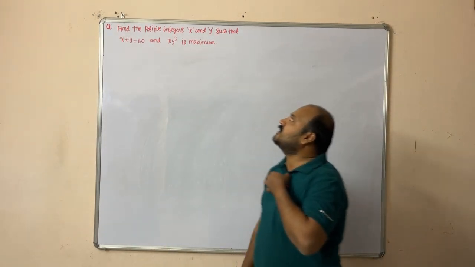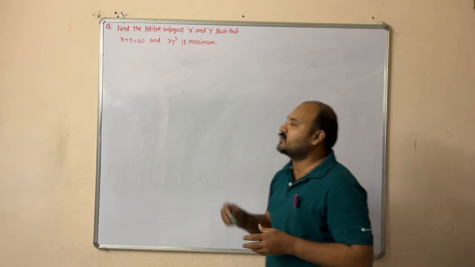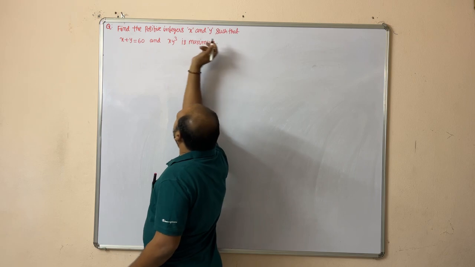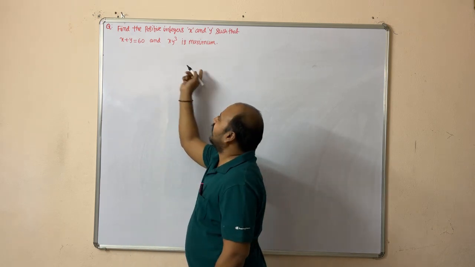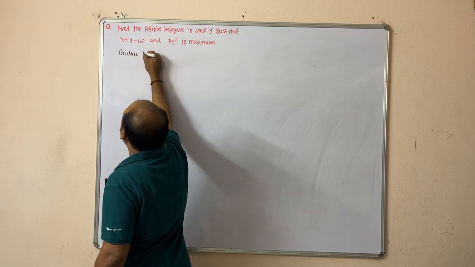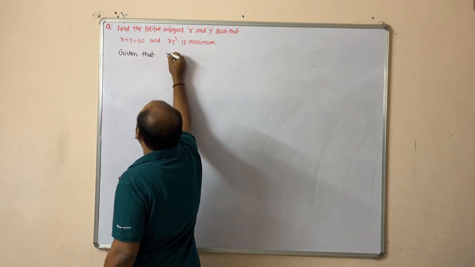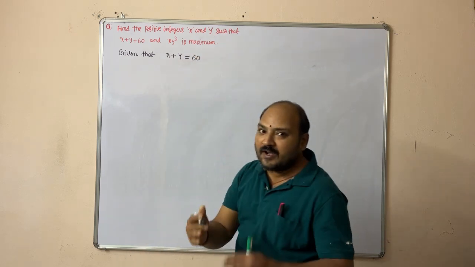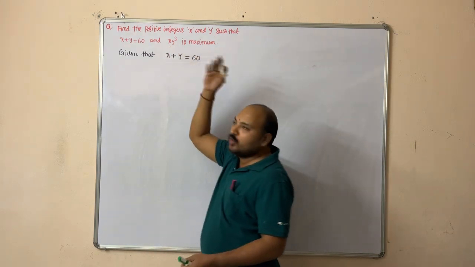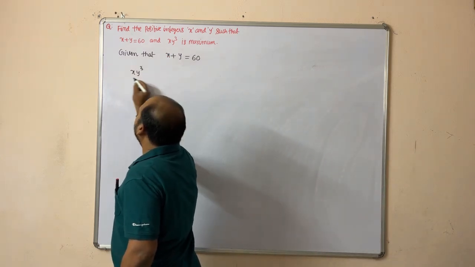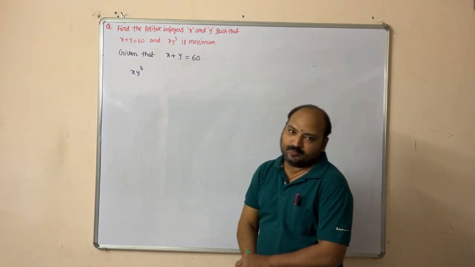Find the positive integers x and y. This is one that was given twice in the public exam. Find the two positive integers such that x plus y is equal to 60 and xy cube is maximum. So given that x plus y is equal to 60, they are asking us to prove xy cube is maximum.